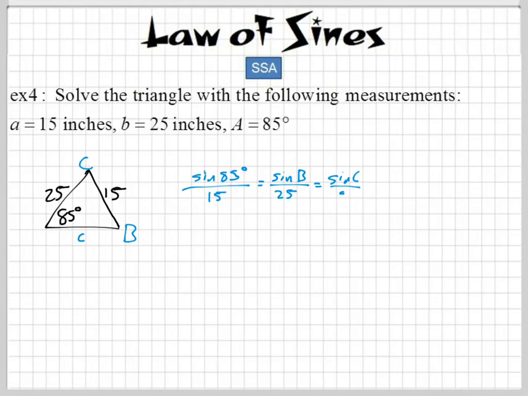So we would have 25 times sine of 85 degrees equals, and then we cross multiply with the other one, 15 times sine of B. We multiply those two, equals that. Now to find B, we divide by 15. Peace out 15. And now how do I get rid of the sine so my B is alone?